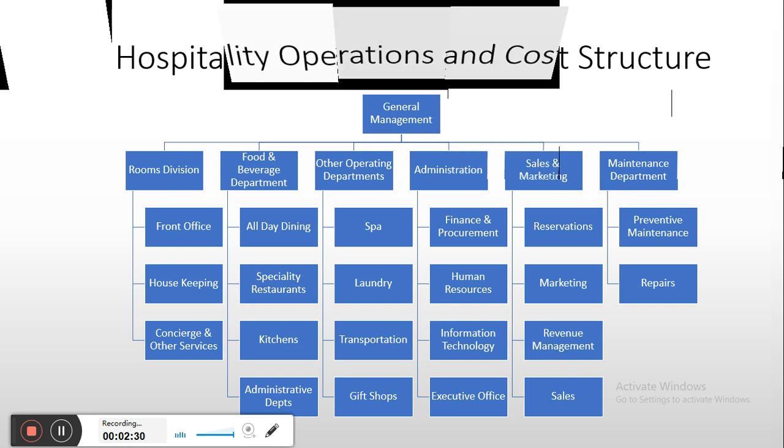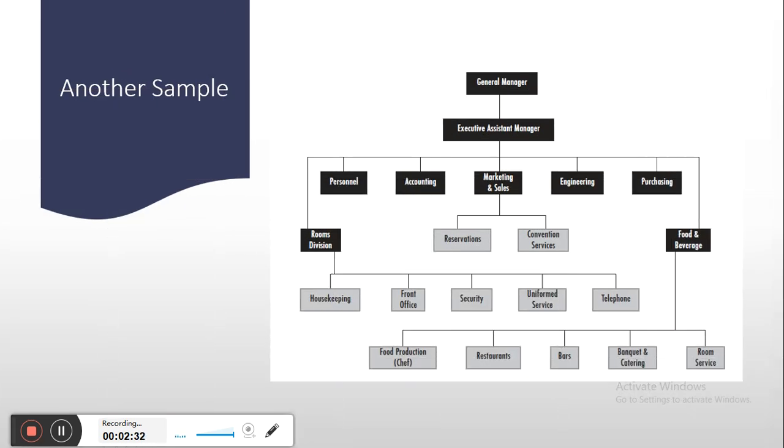Another example of a typical hotel structure can be looked at here, where you have a general manager who is governing the executive assistant manager, and then there are individual departments such as room division, personnel, HR, accounting, marketing, engineering, purchasing, food and beverage. So this is another type of example. In the previous example, we saw purchasing is part of accounting and finance.